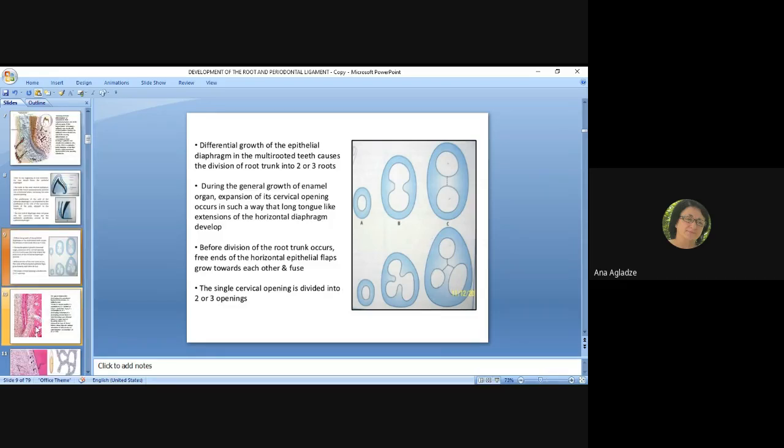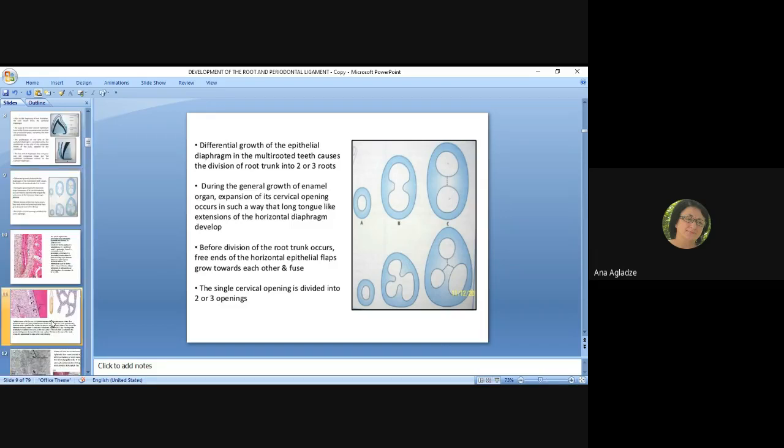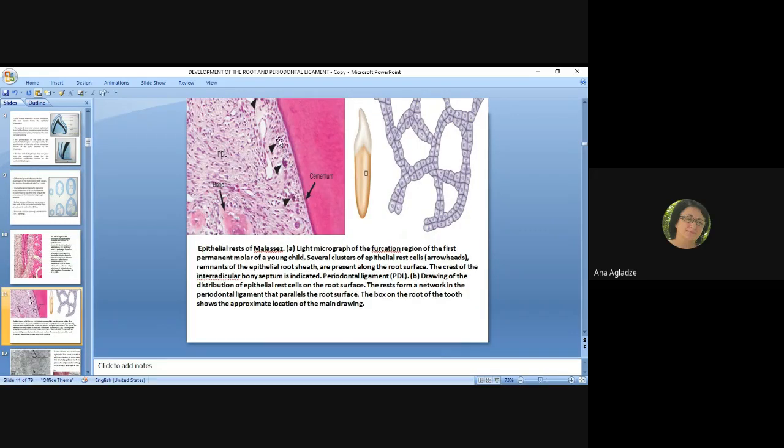Now, you know that after disintegration of epithelial root sheath, this is periodontal ligament, this is the cementum, and this is the cementoperiodontal junction. And here you can see the remnants of this epithelial root sheath, and these are epithelial rests of Malassez. And you can see the distribution of the epithelial rest cells on the root surface, and these rests form a network in the periodontal ligament that parallels the root surface.